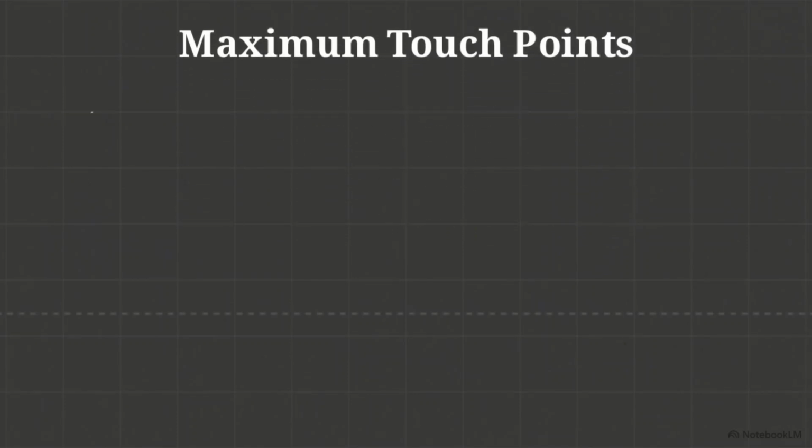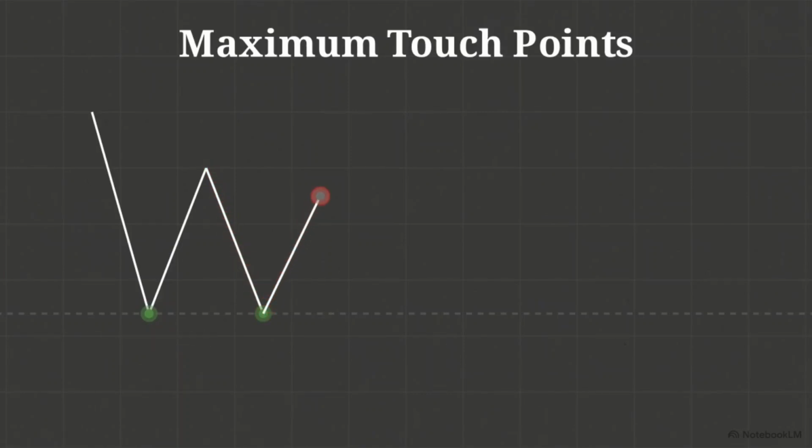A touch point is simply a specific level where the price physically reacts and reverses. Think of it like a bouncy ball. The price drops, hits a solid floor, and rebounds. It hits, turns around, hits again, and turns around, bouncing off repeatedly to create distinct peaks and valleys.